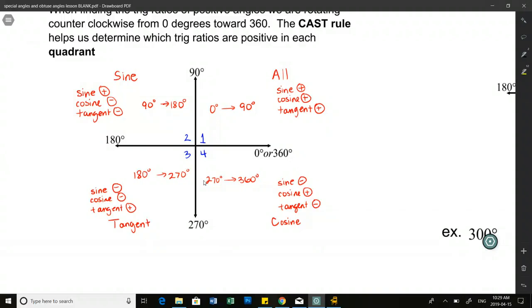Okay, so if I remember CAST, I should be able to tell if I said, okay, 290. I should know that if I entered 290, because it's in the cosine quadrant, if I take the sine of 290, I'll get a negative. If I take the cosine of 290, I'll get positive. And if I take the tan of 290, I'll get negative, because it's in the cosine quadrant.